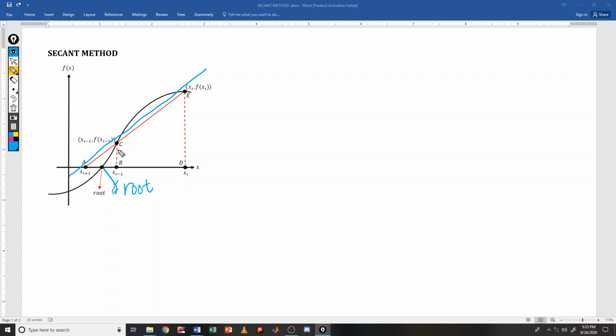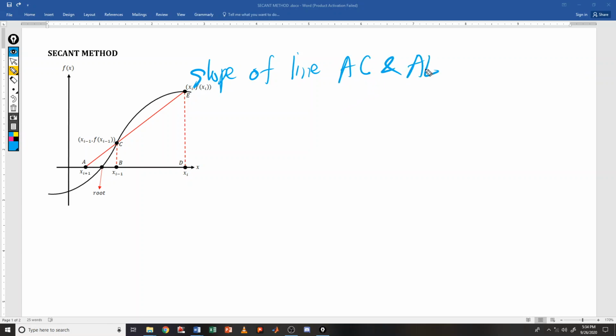So the slope of a segment or line AC and AE is merely just the same. Okay, if we get the slope of those two points, we use the slope formula, which is m is equal to y sub 2 minus y sub 1 over x2 minus x sub 1.